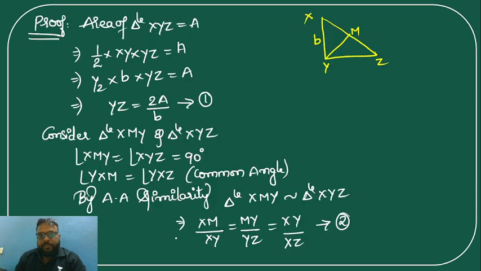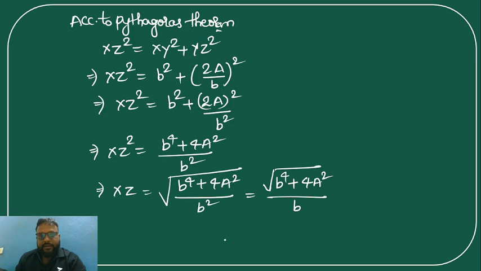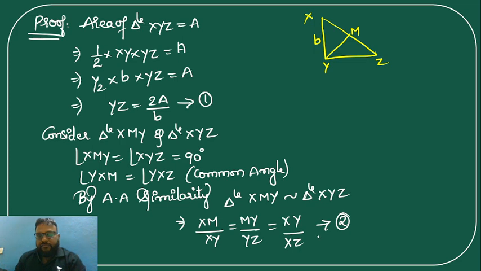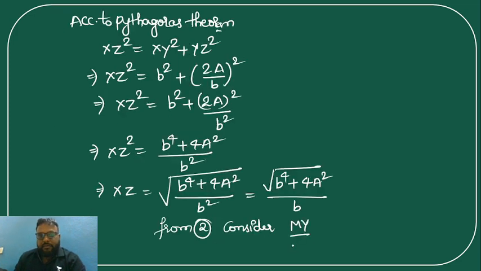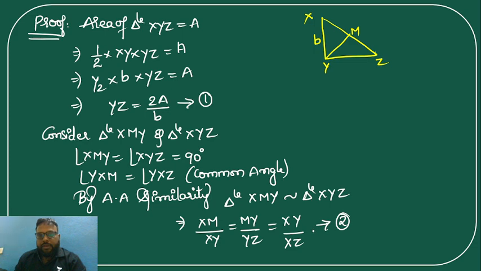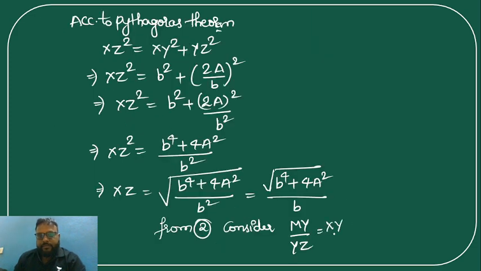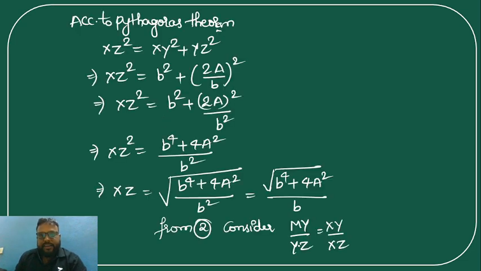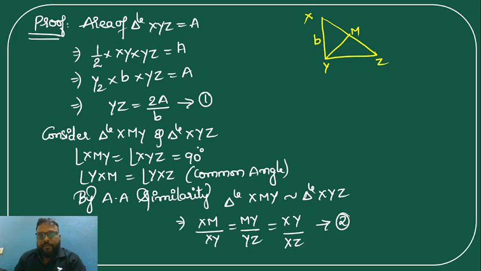So now I can do one thing. From equation 2, I will consider this one: my by yz is equal to xy by xz. Now let us substitute all the values whichever are there with us. My we don't know, that we have to find out, so my remains the same. By yz, yz I got as 2a by b.